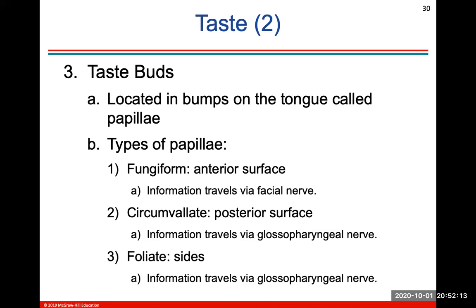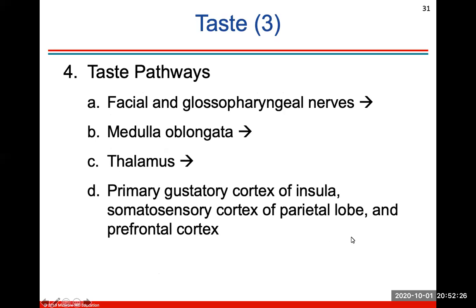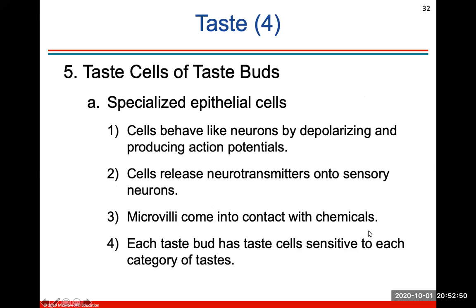The taste buds are located in bumps on the tongue called papillae, and there's different types of papillae. Fungiform are on the anterior surface, circumvallate are on the posterior surface, and foliate papillae are on the sides. The taste pathway: the taste goes through the facial and glossopharyngeal nerve. So that's the sensory neuron. It goes up through the medulla oblongata of the brainstem into the thalamus, where it's taken into the primary gustatory cortex of the insula, the somatosensory cortex of the parietal lobe, and the prefrontal cortex.